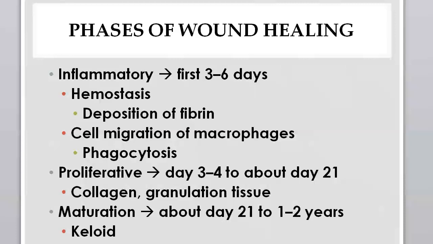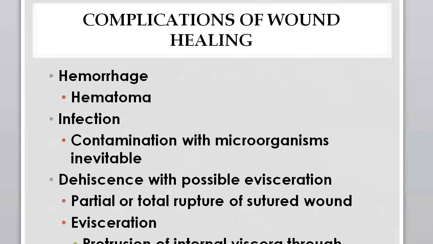Okay. Now, of course, with any type of wound, there's always the potential for complications. And the first one, of course, is hemorrhage, where the area could bleed a lot depending on the location, and if major vessels are also involved. Hematoma can occur. And of course, with any opening within the skin, we always have the chance of infection, where there's a contamination with some type of microorganism, which is usually inevitable.